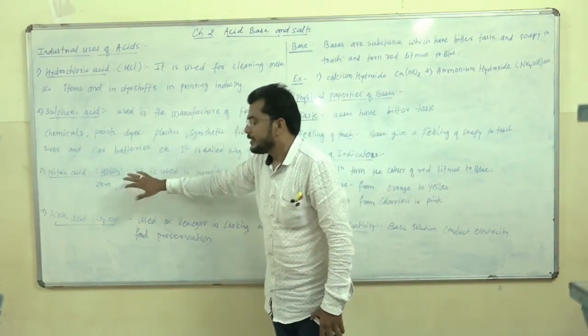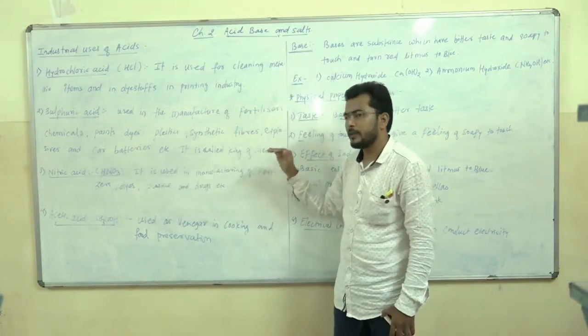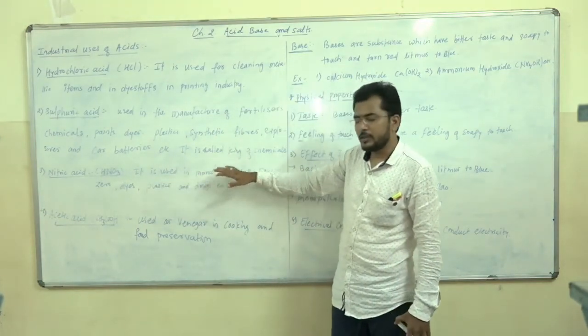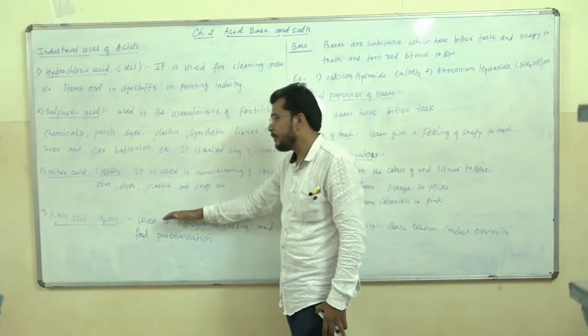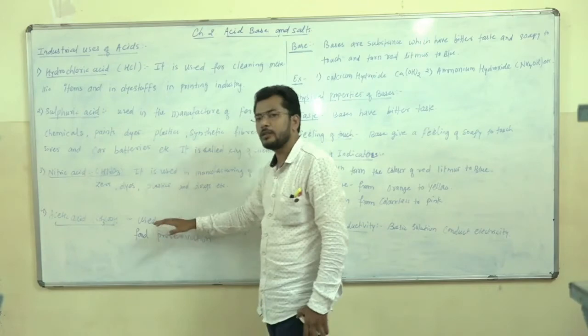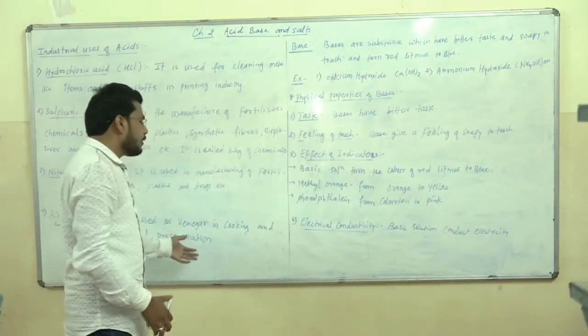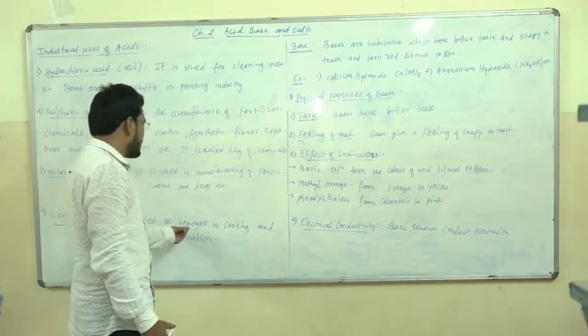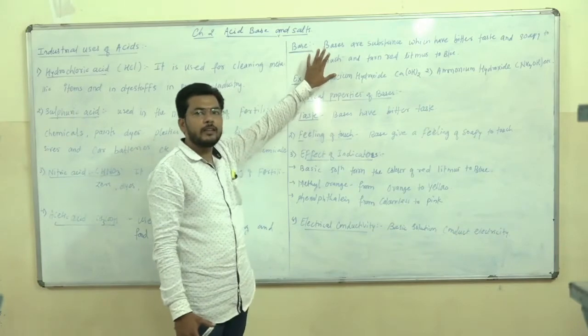Nitric acid is used in industry for the manufacturing of fertilizers, dyes, plastics and drugs. After that we see acetic acid, CH3COOH, which is used for food preservation, and as vinegar in cooking. After that we started our new point, that is bases.